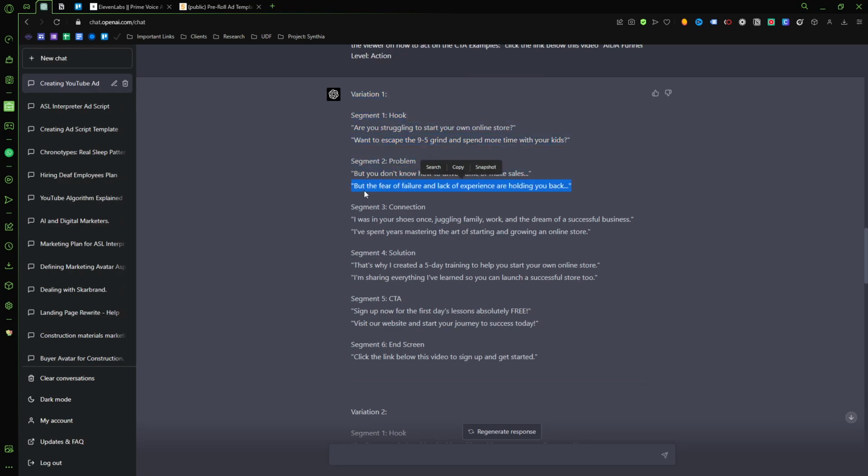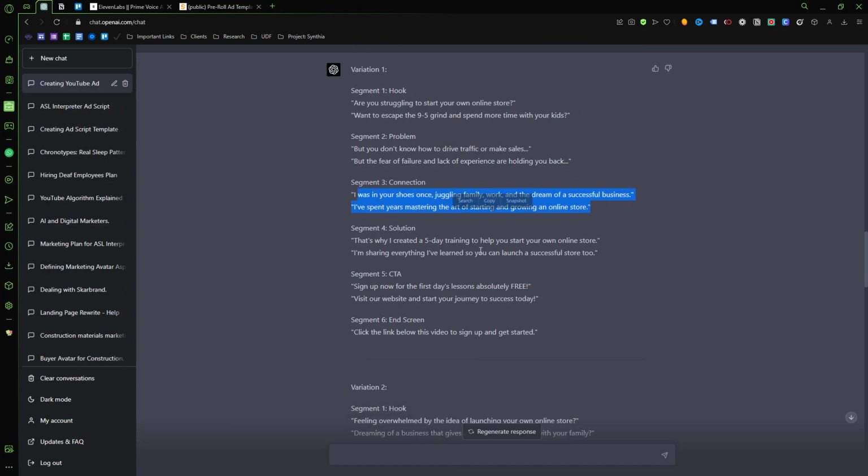But I thought this one was pretty good. So the fear of failure and lack of experience are holding you back. So again, these are emotional things that are real pain points and barriers that this avatar has, because money might be tight and they don't want to waste money on something that isn't going to work, or waste money on something and then fail to actually reach the goals that she has. So that's a big one. I was in your shoes once, juggling family, work, and the dream of a successful business, and so on and so forth.